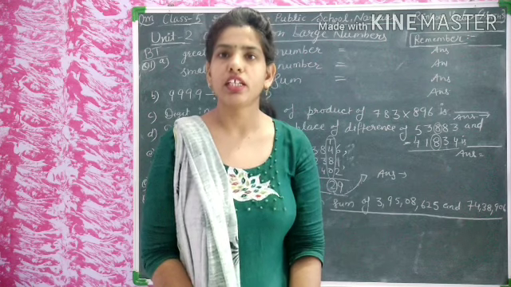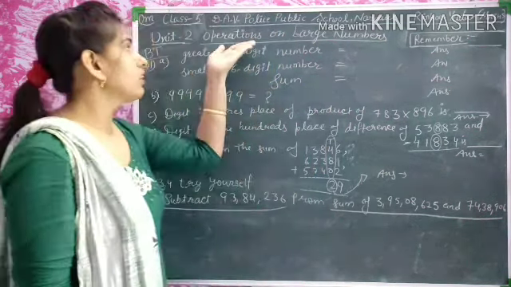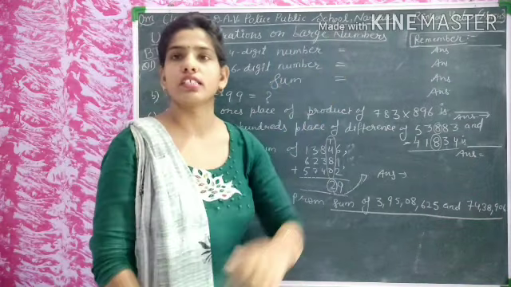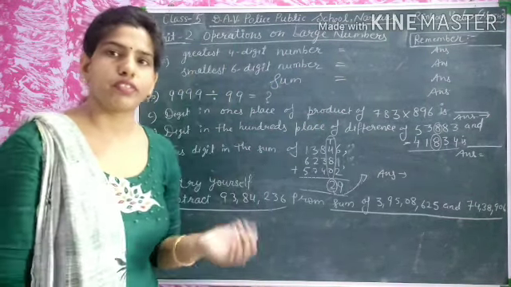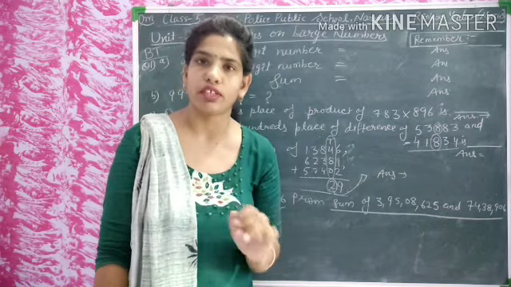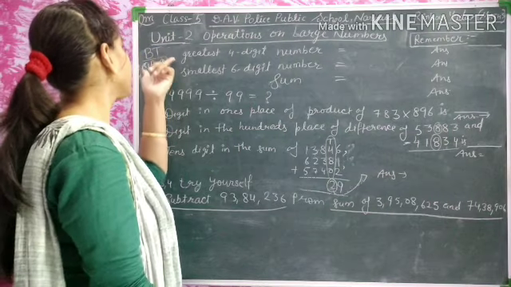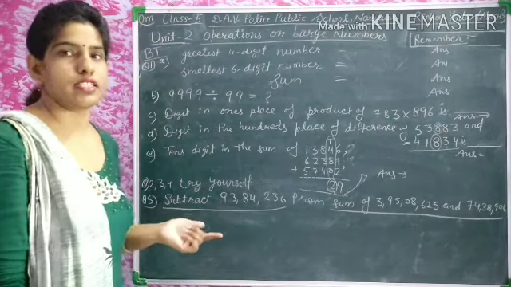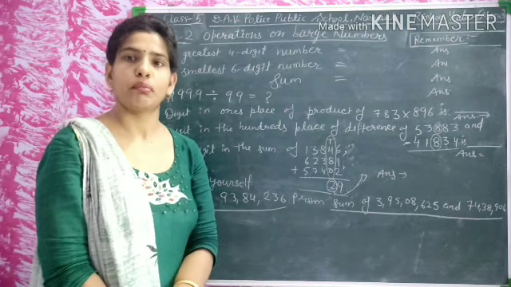Okay students, today I am going to tell you about the operations on large numbers, that is unit 2. In unit 2, the previous worksheets and value based questions have already been done, but today we will do the brain teasers exercise. In the brain teasers exercise, question number 1, part A.